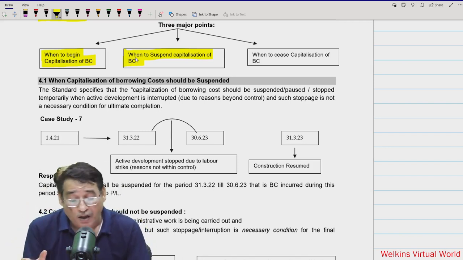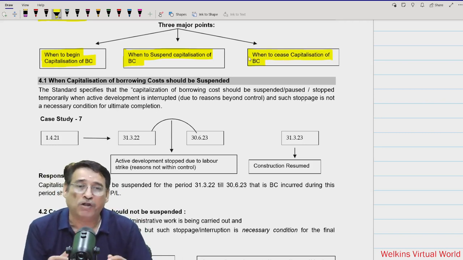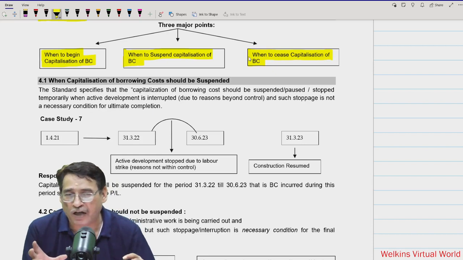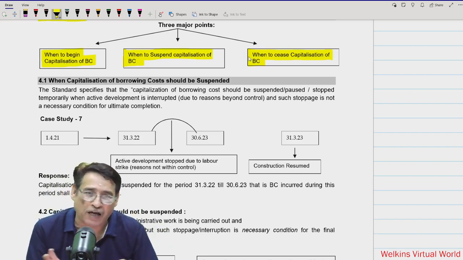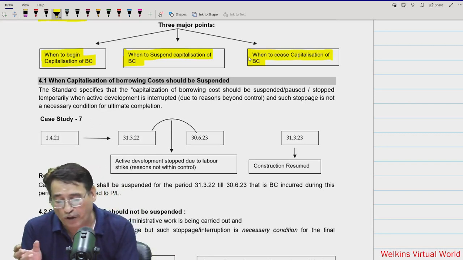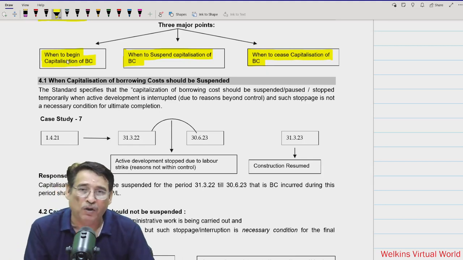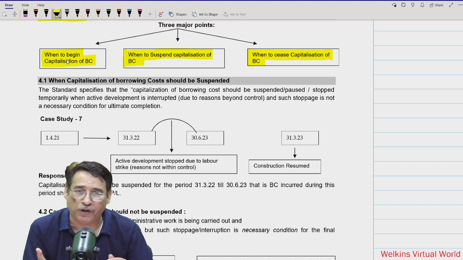Suspension. And when to cease the capitalization of borrowing cost. When to cease the capitalization of borrowing cost means when to permanently stop capitalizing the borrowing cost. So all these three points we are going to discuss now one by one. We have already gone through the first point: when to begin the capitalization of the borrowing cost.